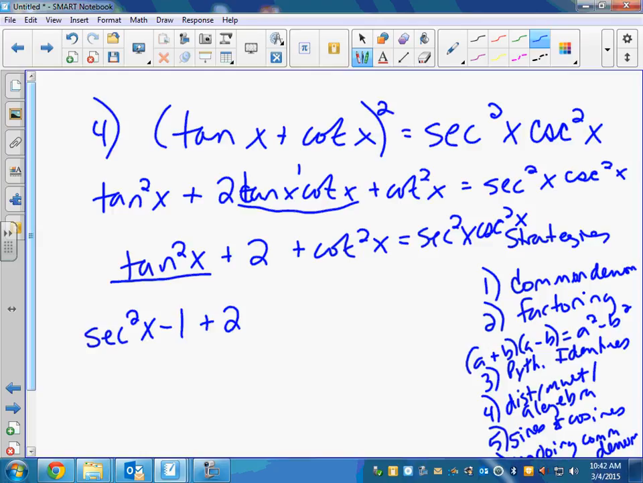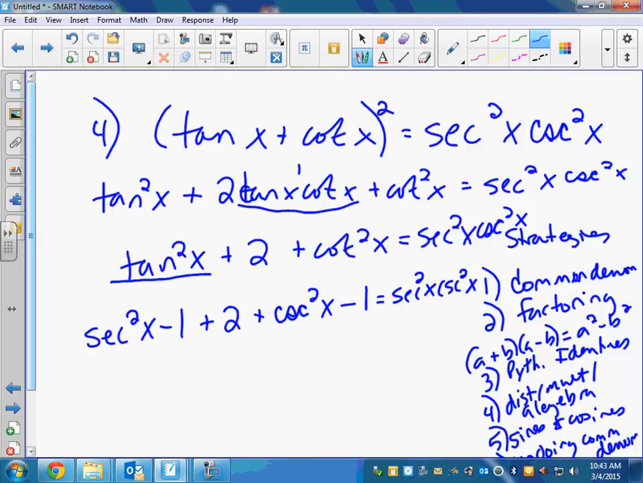Cotangent squared is cosecant squared minus 1. Yep. Jake, you just saved me a whole bunch of work. Getting a common denominator would have worked too, but it would have been way more work. So that's what that aha moment is. I hope you have that on the test tomorrow. You see it and it works and it's easy.